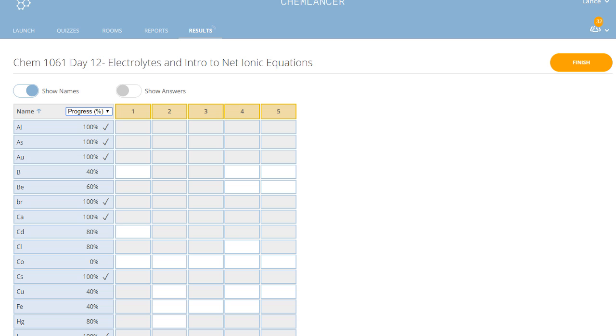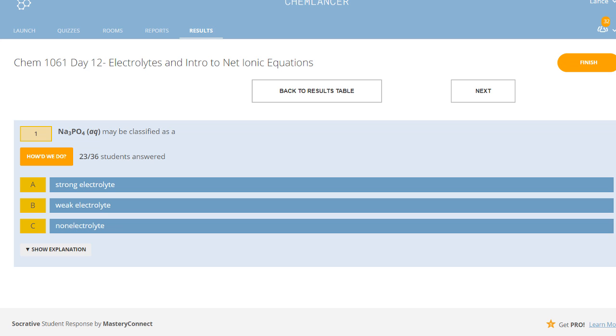So let's go ahead and check the answers here. Now, you may have gotten these in a different order. So for this one here, we have sodium phosphate. We'd like to know how this is classified. And as a class, this is a strong electrolyte.